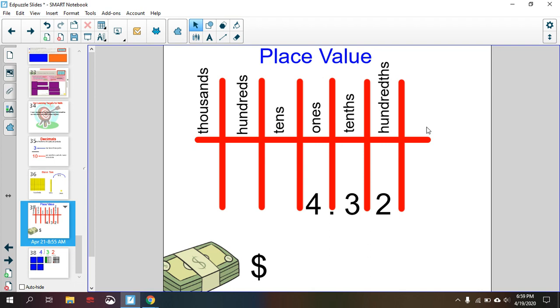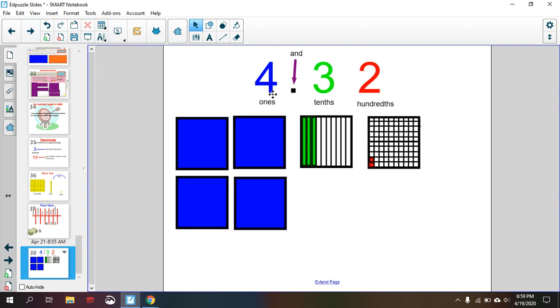Nice job. Now to kind of get a picture to help you understand what that would be, I'm going to take that same number we just had, 4 and 32 extra things, and kind of show you what that would look like with your pictures. So again, this is your ones place. You know you've got 4 whole ones, 4 complete squares colored in. Then we get to our decimal point. That's what separates your wholes from your extra parts.